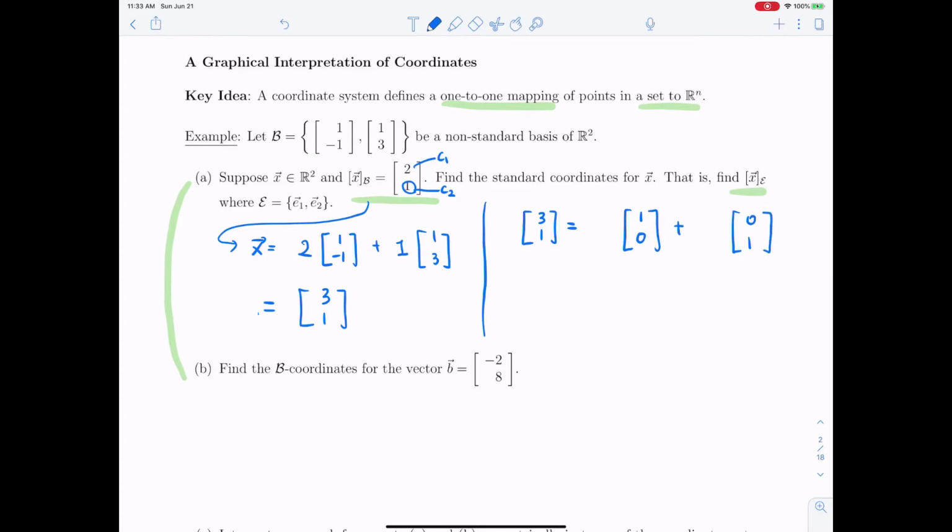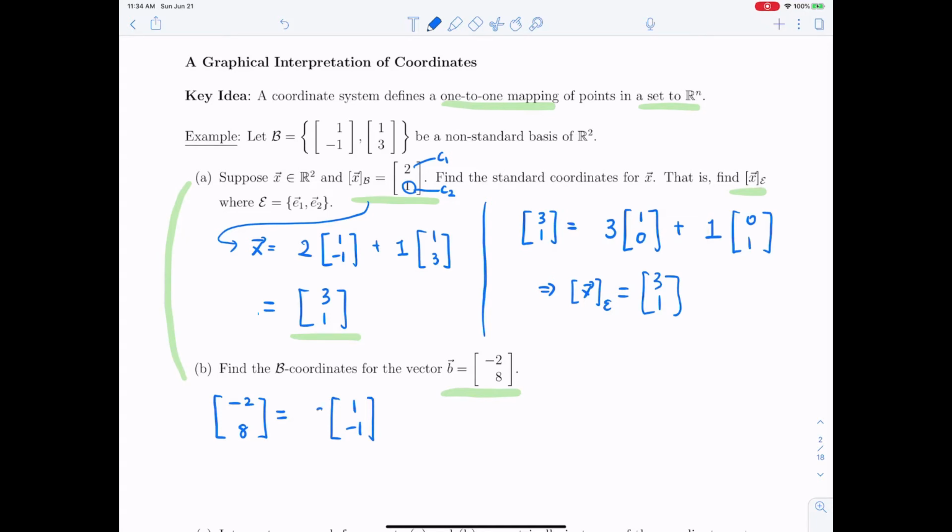But we know that we have to put 3 over here and 1 over here to get 3 and 1. So this gives you the E coordinate of x, which is given by 3 and 1, the same as the vector over here. Next, suppose that you have the vector b, which is given by -2 and 8. Then to find the B coordinate for this vector, we have to find the coefficient or the weight for the linear combination in terms of the vectors in B.